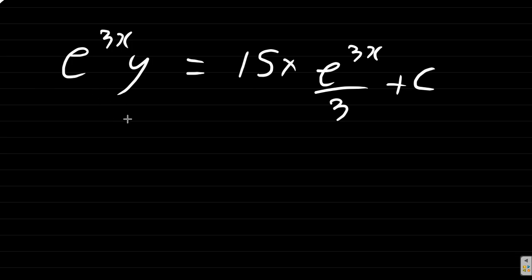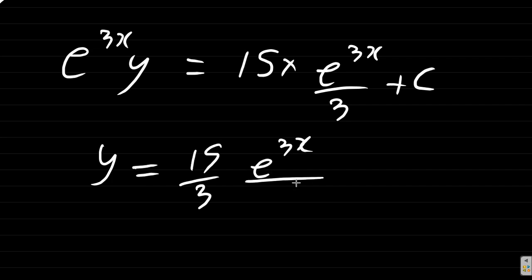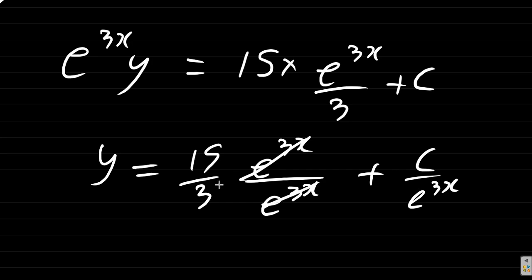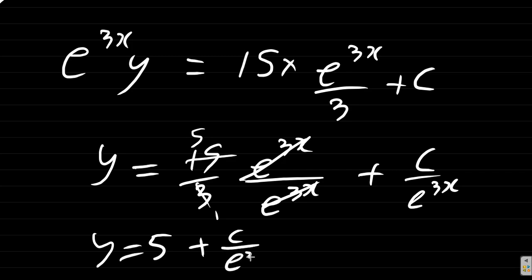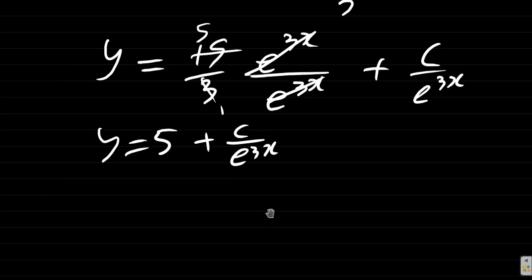You can divide both sides by e to the 3x and simplify what you have over here meanwhile. So you have y equals, well, this would be 15 over 3 e to the 3x over e to the 3x plus c over e to the 3x. Alright. e to the 3x would cancel e to the 3x. 3 into 3, 1, 3 into 15, 5. So y is equal to 5 plus c over e to the 3x. So that is what you have. That's the general solution.